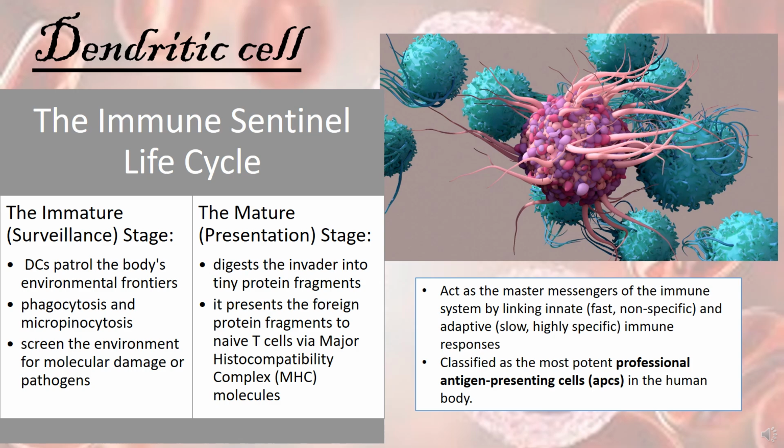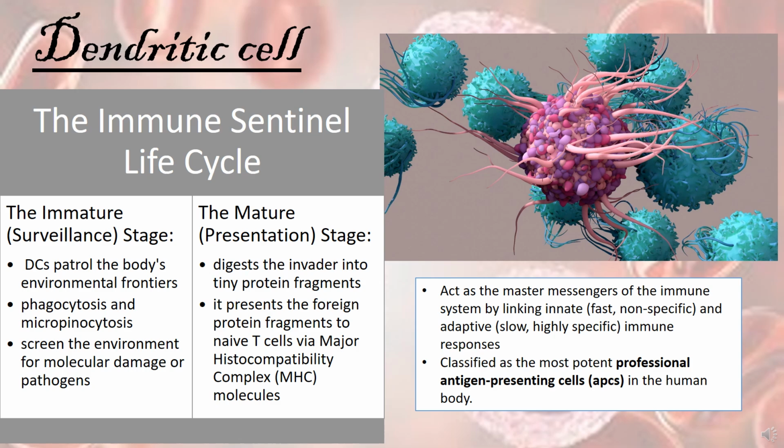The immune sentinel life cycle. Dendritic cells operate in a highly synchronized two-stage life cycle. The immature, surveillance stage: in their immature state, DCs patrol the body's environmental frontiers, such as the skin, lungs, and gut lining. They are highly efficient at eating or drinking substances from their surroundings through phagocytosis and macropinocytosis. Using specialized pattern recognition receptors, PRRs, they screen the environment for molecular damage or pathogens.